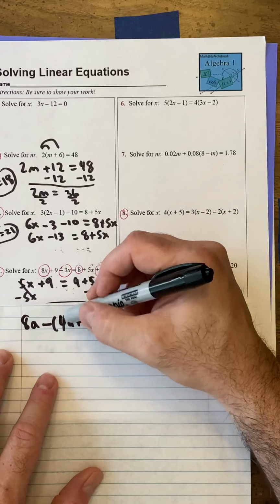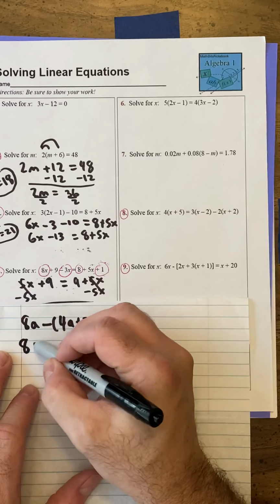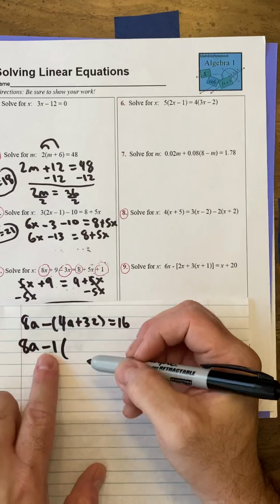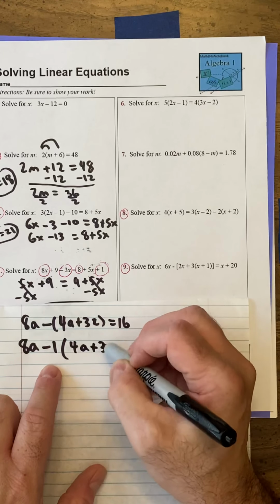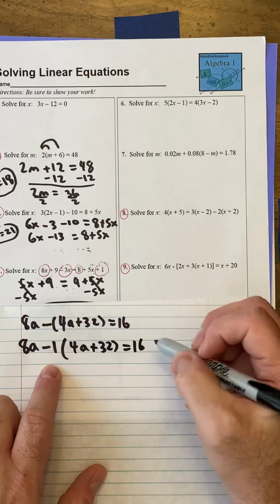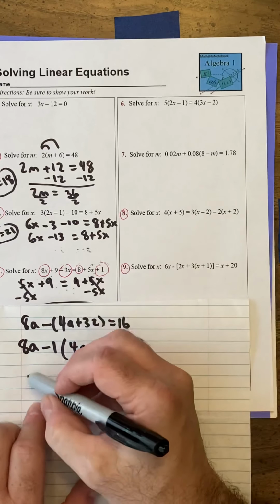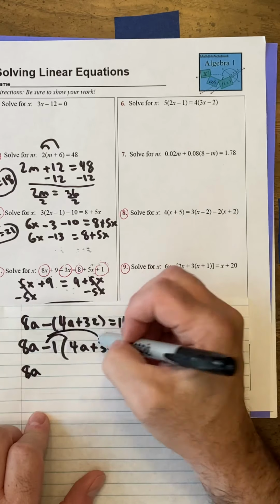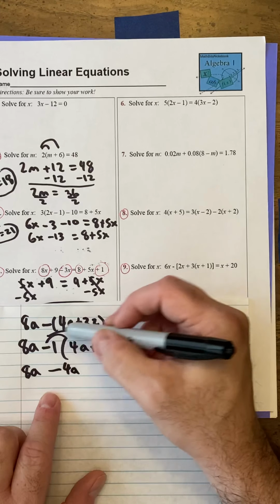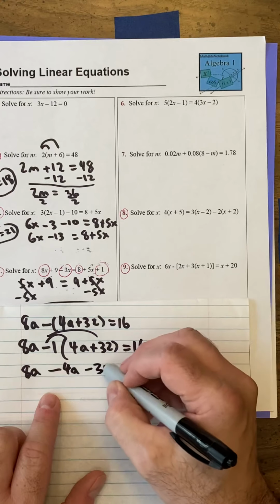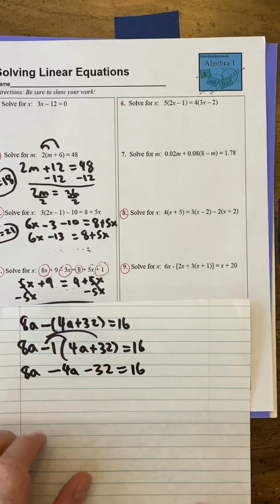We're going to want to distribute that negative sign. In fact, if you prefer, you could put a negative 1 in front of the parentheses, and you'll basically be distributing that negative 1 through the parentheses. So you still have the 8a, but now negative 1 times 4a is negative 4a, and negative 1 times 32 is minus 32, equals 16.